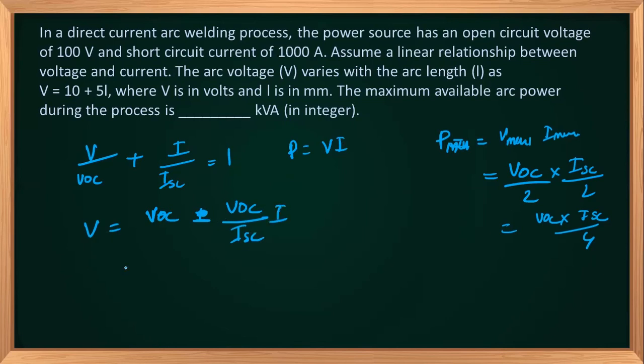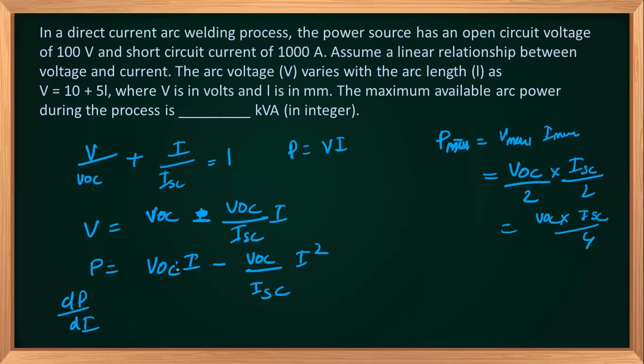So P will be equal to VOC into I minus VOC divided by ISC into I square. So this will be the total power equation. We can differentiate with respect to I. So dP by dI, to get the maximum power. If I differentiate and equate it to 0, I will get the maximum power, right? Corresponding I value I will get if I equate it to 0 and solve this equation, right?